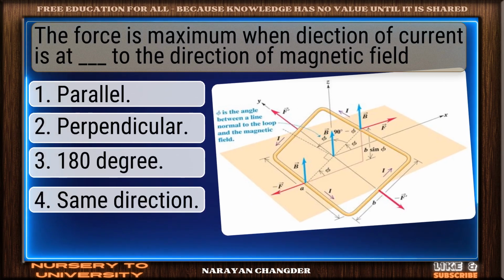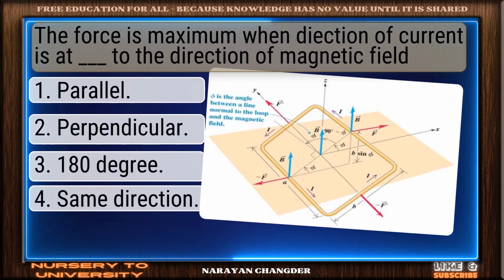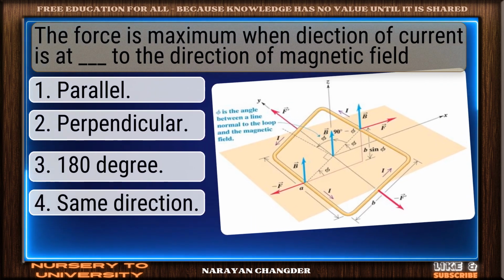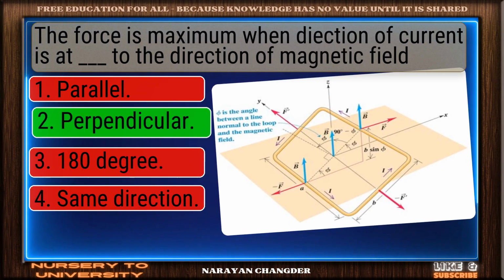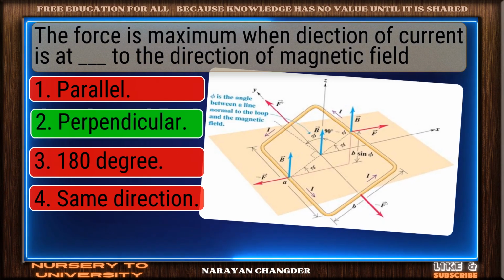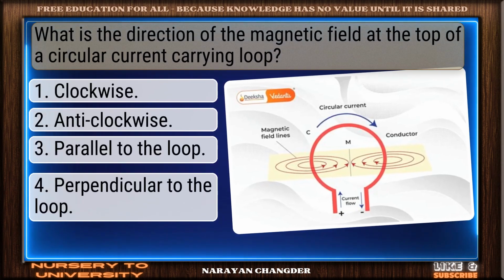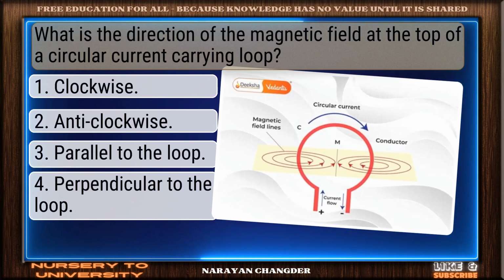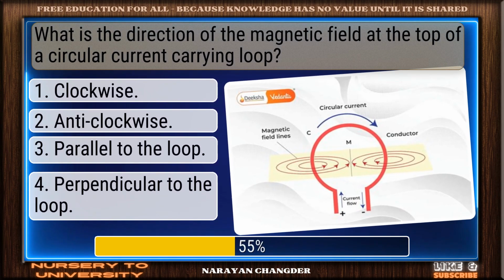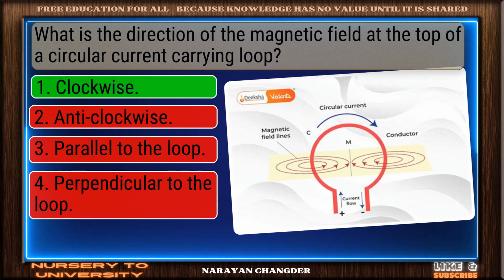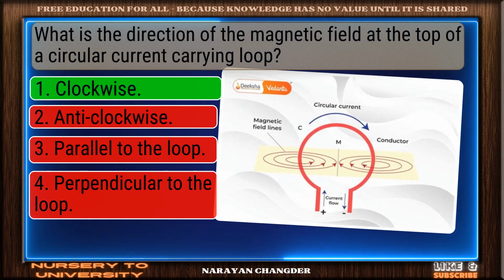The force is maximum when direction of current is at dash to the direction of magnetic field. Right again. Perpendicular is valid. What is the direction of the magnetic field at the top of a circular current carrying loop? Sharp thinking. Clockwise is right.